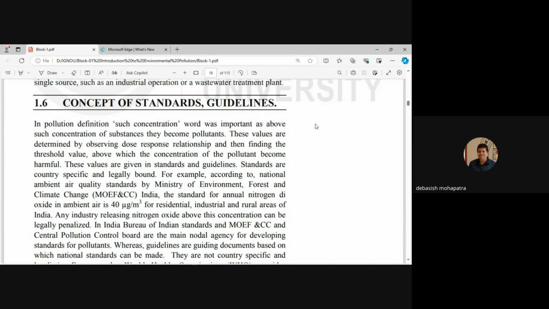One such body is the Ministry of Environment, Forest and Climate Change (MOEF and CC) of India. The standard for annual nitrogen dioxide in ambient air is 40 micrograms per meter cube for residential, industrial and rural areas of India. Any industry releasing nitrogen dioxide above this concentration can be legally penalized. But the problem is no such industry is penalized, and they keep on producing high amounts.